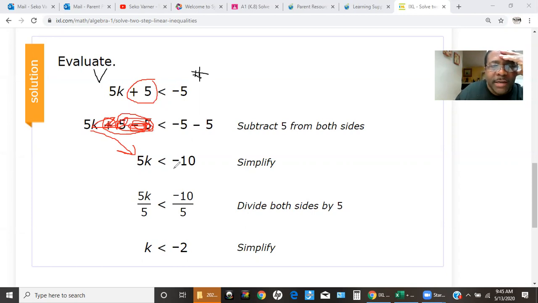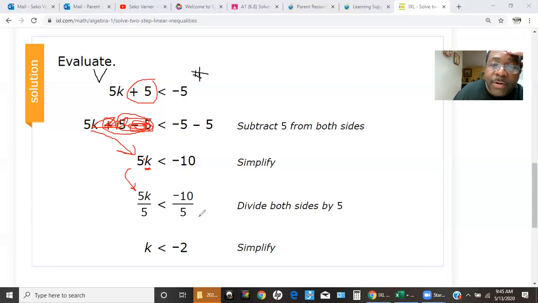And then what they decided to do is they want to solve for K. So how do you solve for K? We want to get rid of whatever is multiplying by K, because 5K is actually 5 times K. So since it's 5 times K, to separate 5 from K, we have to divide. So we come down here and we divide, right? So 5K divided by 5 and -10 divided by 5.